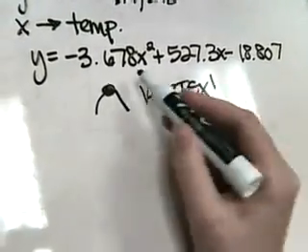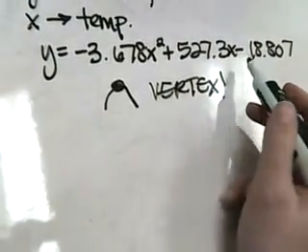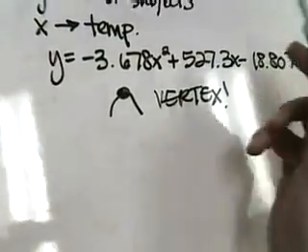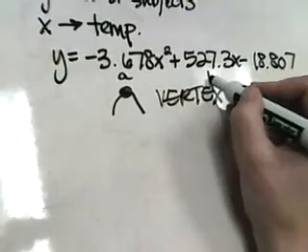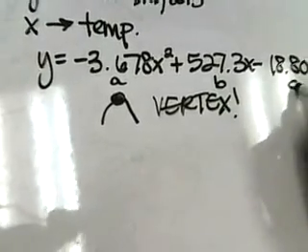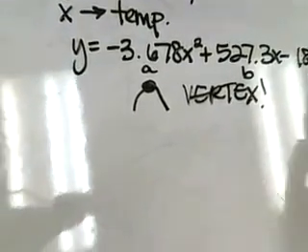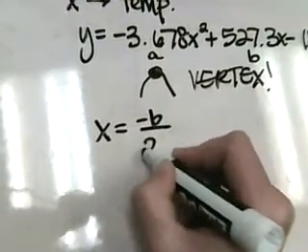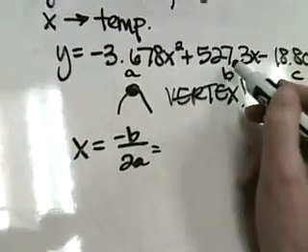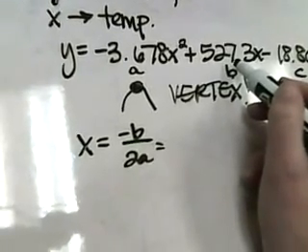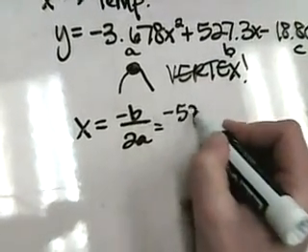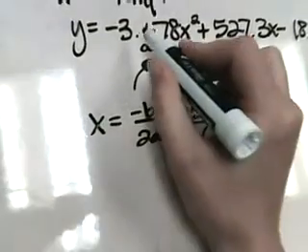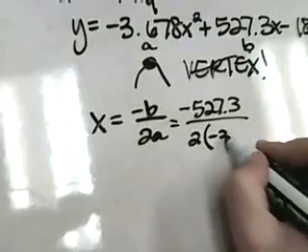And how do you find the vertex of this? Well, it's in standard form. You have ax squared plus bx plus c. Here's my a, here's my b, here's my c. So let's find the vertex. X equals negative b over 2a. In our case, b is 527.3, so it's negative 527.3 over 2a. Our a is negative 3.678.